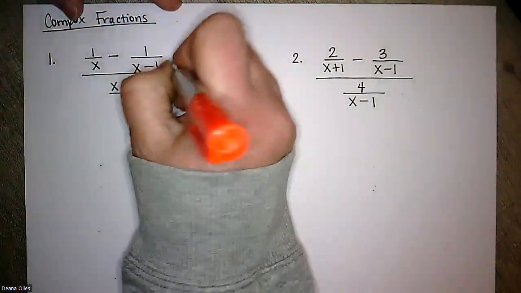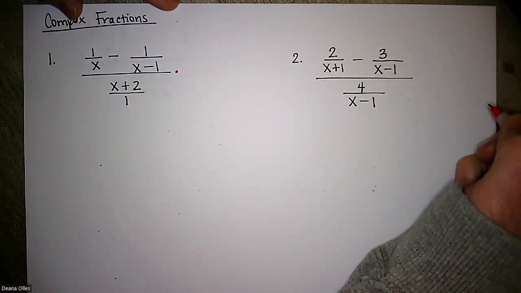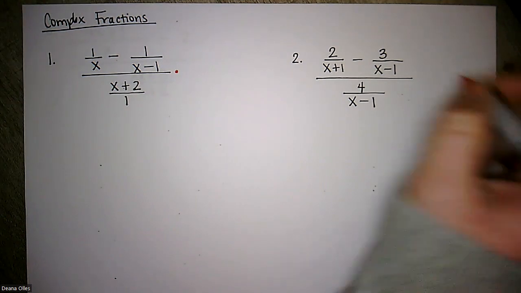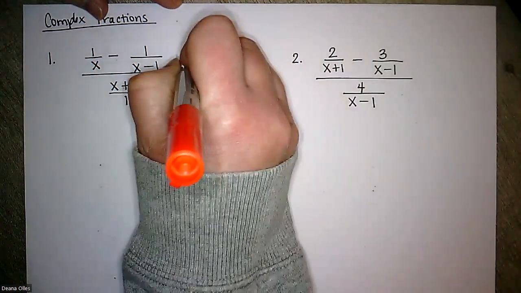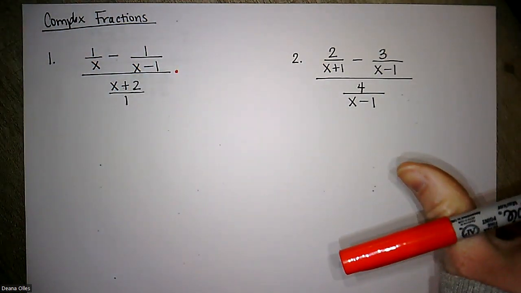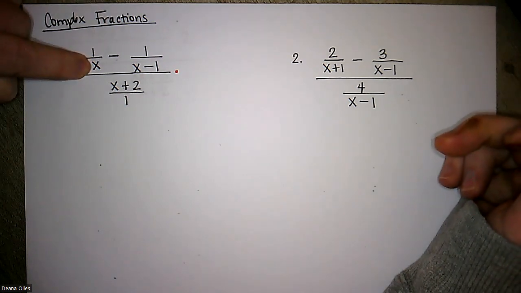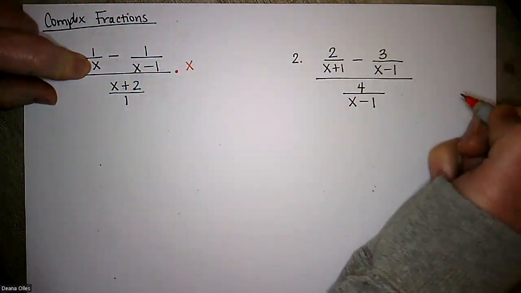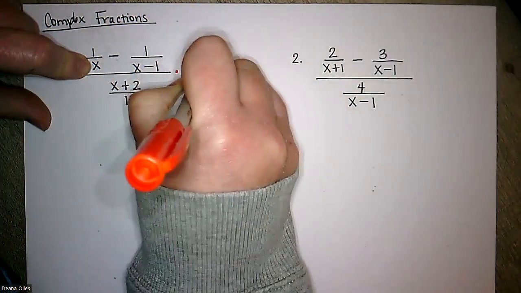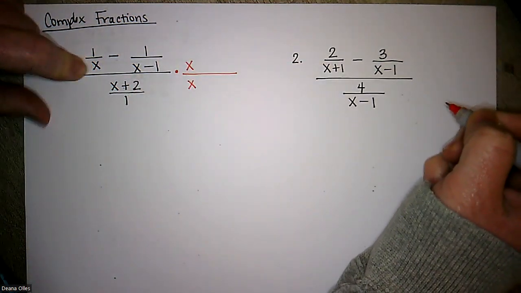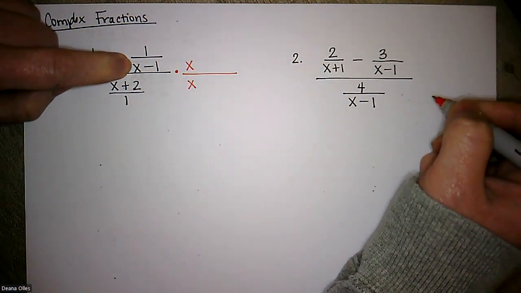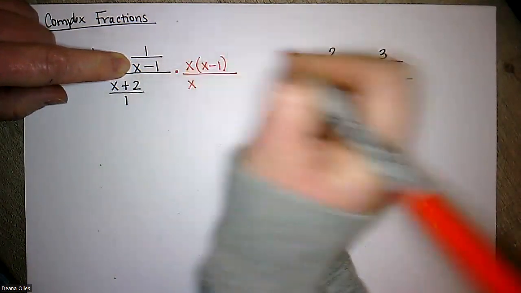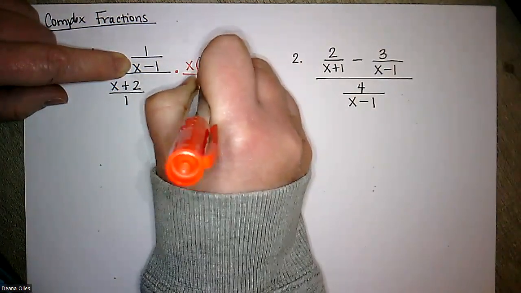So what I'm going to do is multiply by that least common denominator, x times x minus 1, in both my numerator and my denominator, okay? But there's another way I want you to think about this. I essentially want to get this x out of the denominator. I want to cancel x. How do I do that? I multiply by x. But then I also have to multiply by x in the denominator. I want to get this x minus 1 out of the denominator. How do I do that? I would multiply by x minus 1. But then I also have to multiply by x minus 1 in my denominator.